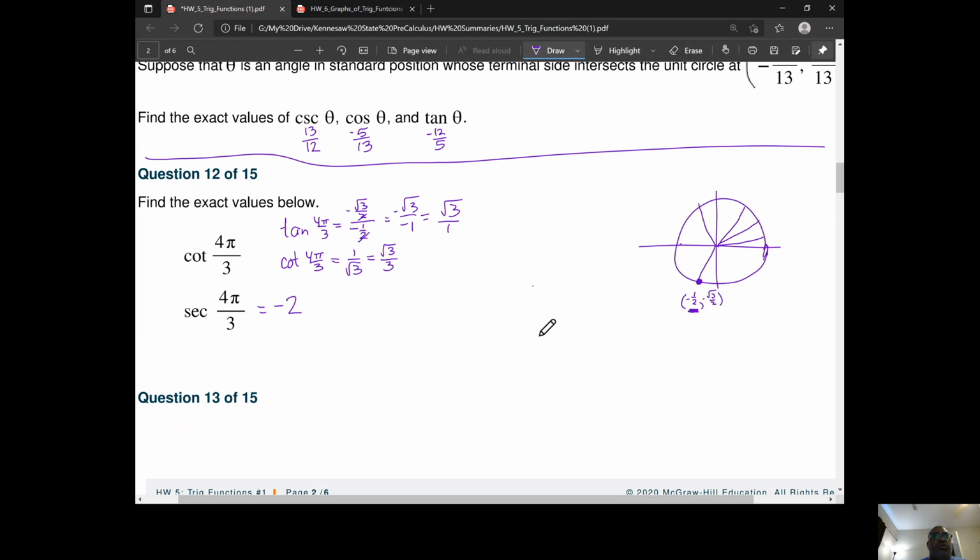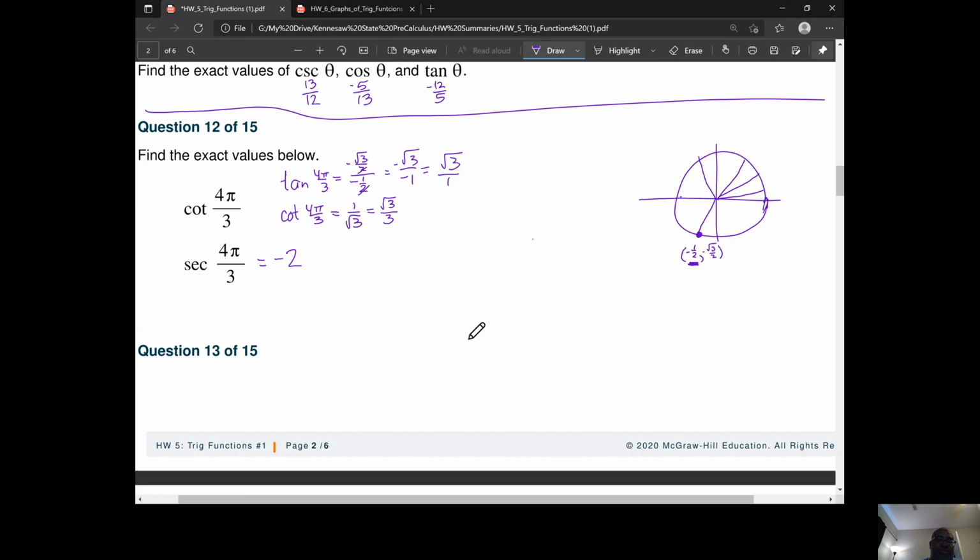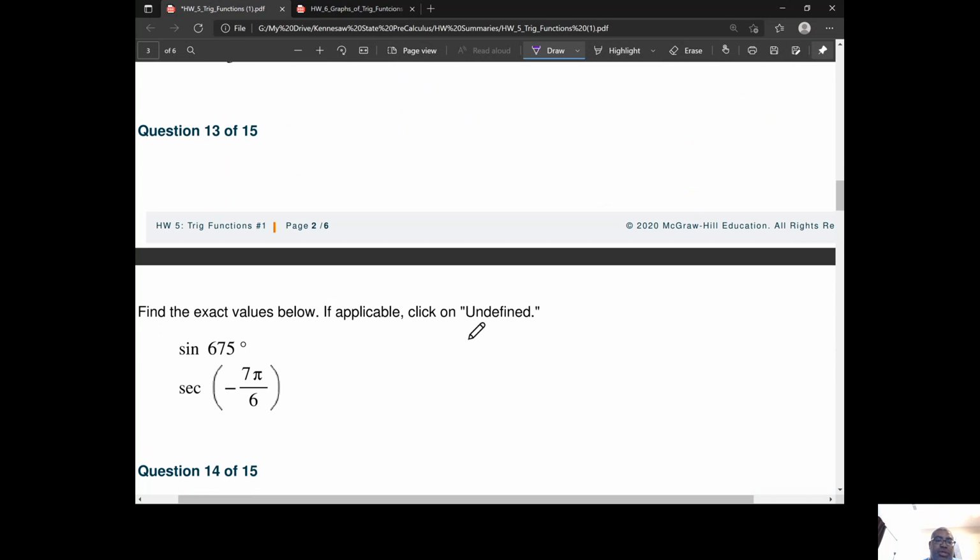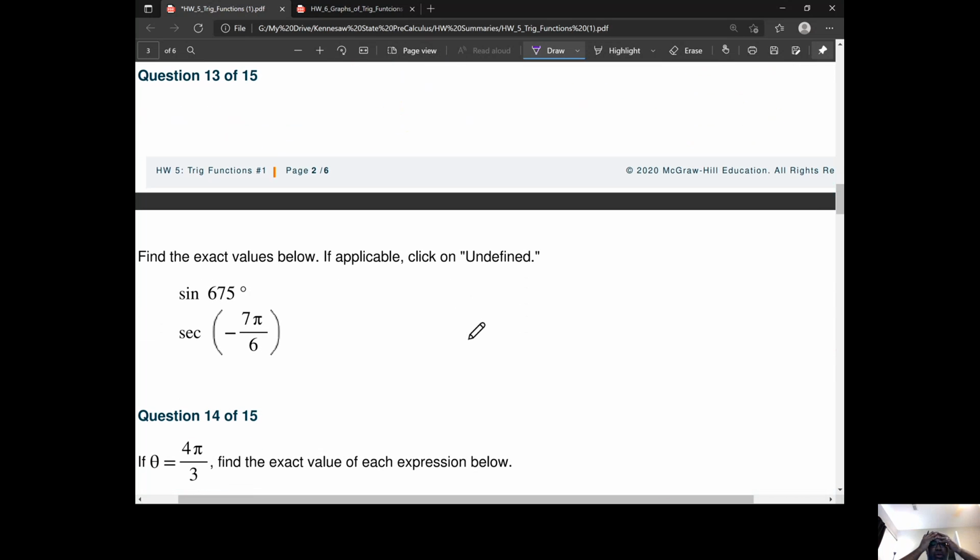Knowing your unit circle and those trig values is going to be super duper important. Find the exact values below, and then if applicable, click on undefined. Well, you know the likelihood of us giving you something undefined is going to be really low.